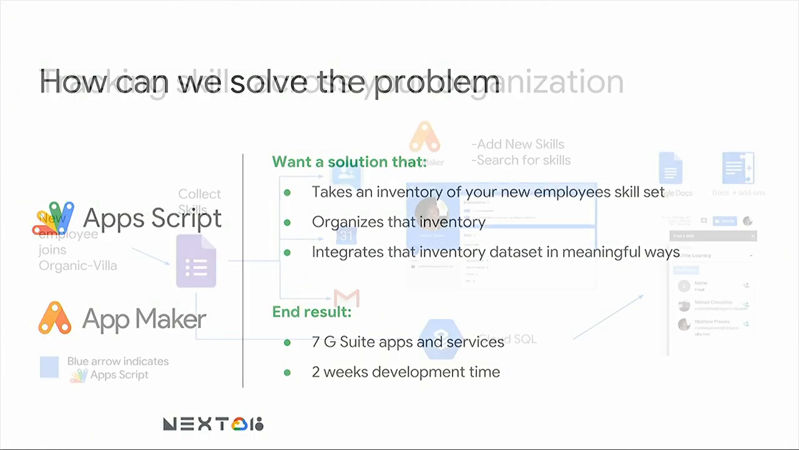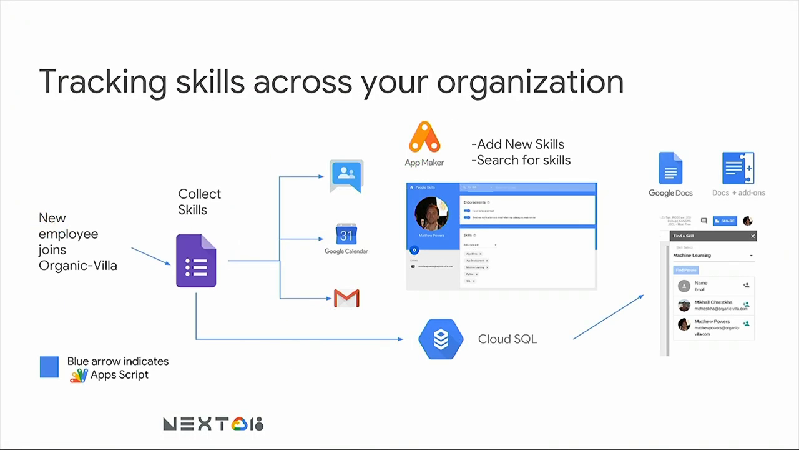So switching back over to the slides now. Just jumping a little bit into the architecture. So I showed a new employee joining Organic Villa, our fictitious company. The initial Google form collects those skill sets. And then it's going to do a few things automatically. Like I showed, it's going to add them to the Google groups based on what they said their skills were. They're going to get an email linking them to the Google calendar associated with that group.